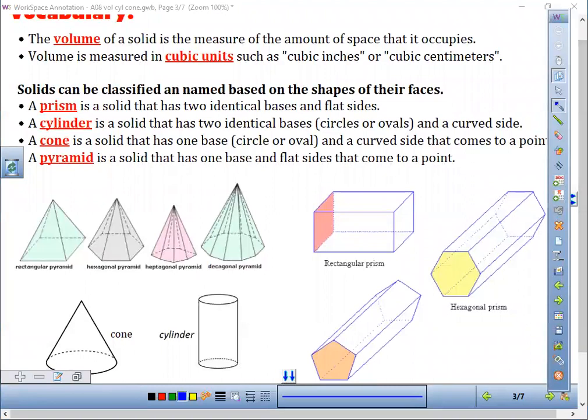Solids can be classified and named based on the shape of their faces. So a prism is a solid that has two identical bases and flat sides. So when we look at a prism, if you notice, it has two identical bases. So if you look at this rectangular prism, it has two rectangular bases, and then it is connected by four flat sides.